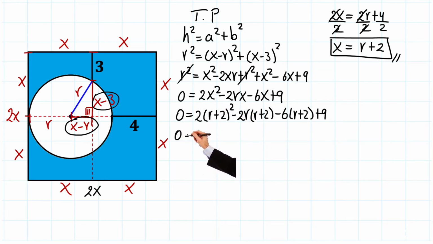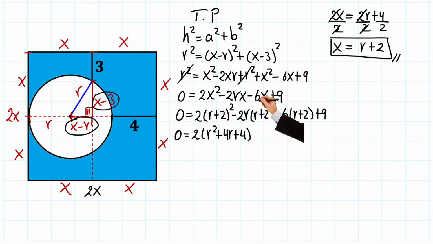We have on the left side 0. On the right side, we have 2 multiplied by this here, r. First term squared would be r squared plus double the product, the first by the second, 4r. And plus the second term squared would be 4. Very well, we apply the distributive property here. Minus 2r times r gives us minus 2r squared. Then minus 2r times 2 gives us minus 4r.